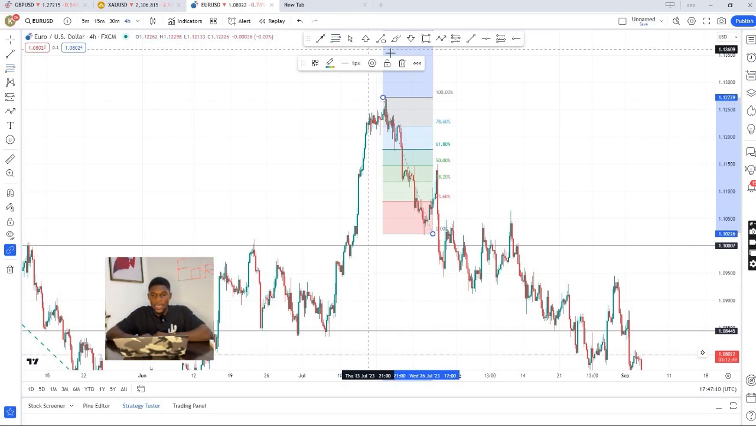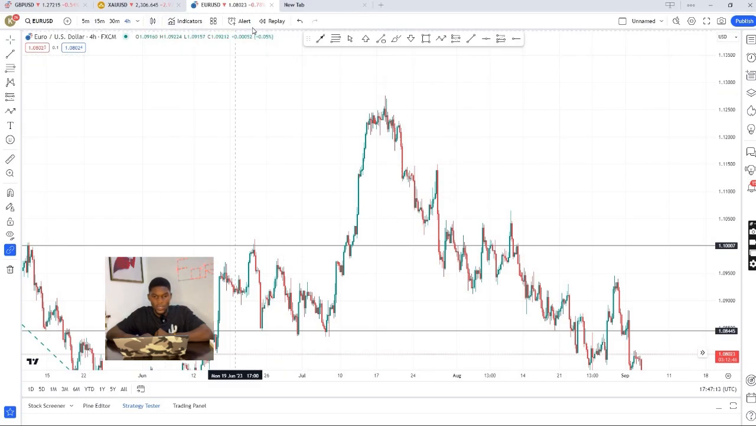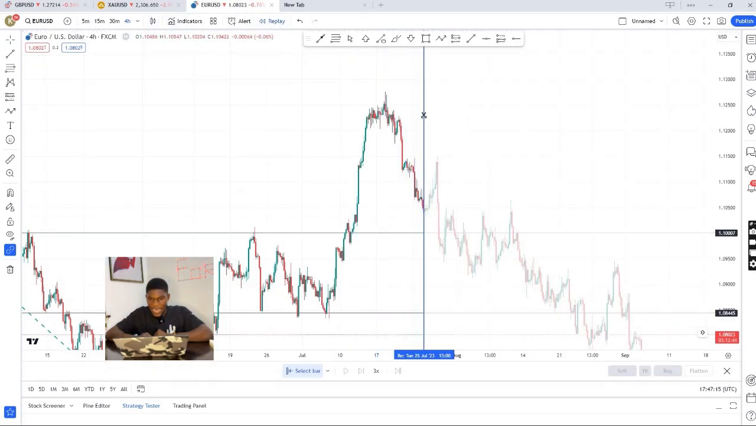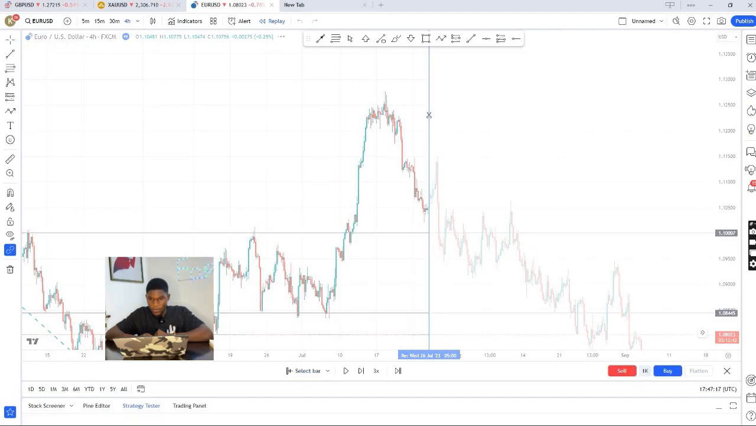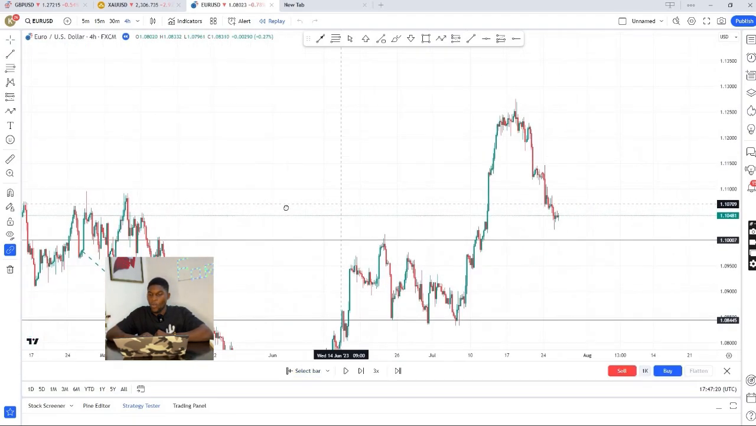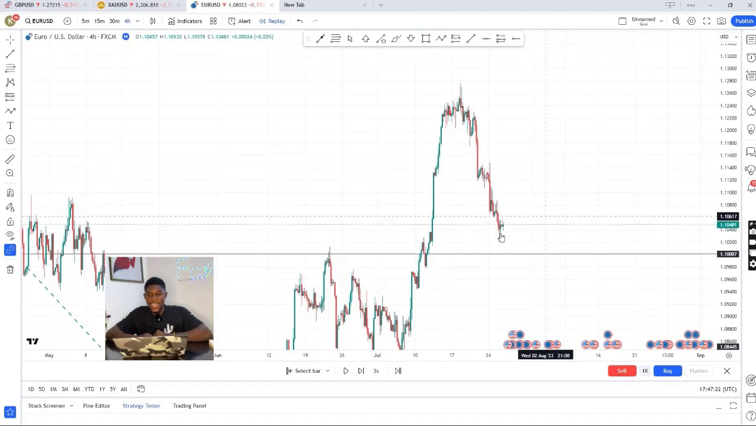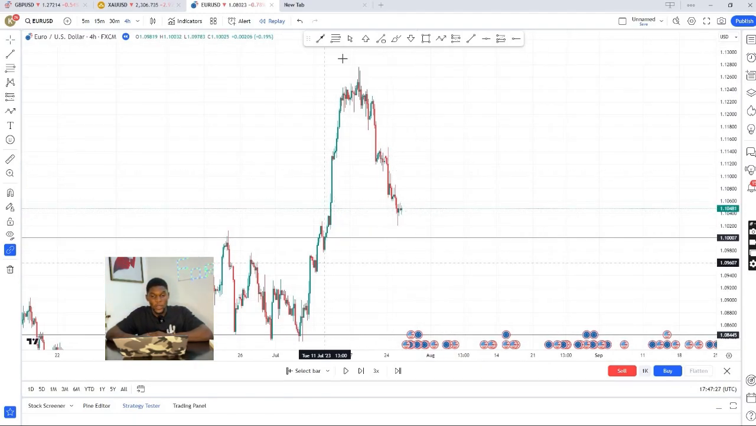So let me try to use the replay tool. Let us imagine that at this point, we are not seeing what has happened in the future. All we just saw at this point is the market went up and the market is reversing, and because of this, we are seeing that we are close to a support. That's one. We are seeing that the candles are a bit smaller, and we can see this wick right here. It shows that the market wants to move up.